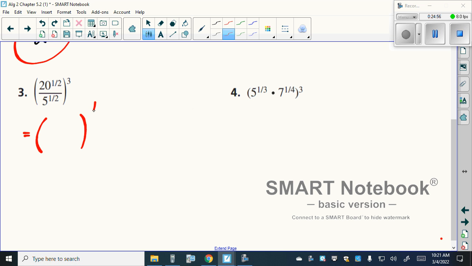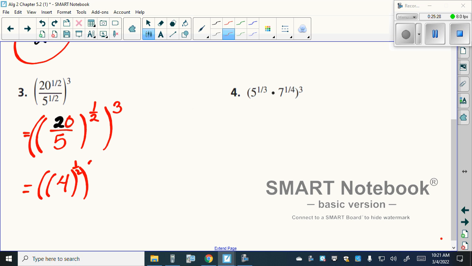So we'll use our quotient of powers property, or power of a quotient, where we have a quotient to a power, and we can pull that 1/2 back out. And what that would leave us with inside is 20 divided by 5. Well, 20 divided by 5 is 4 to the 1/2 to the 3rd.